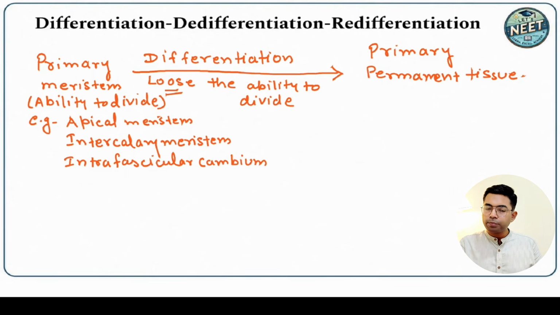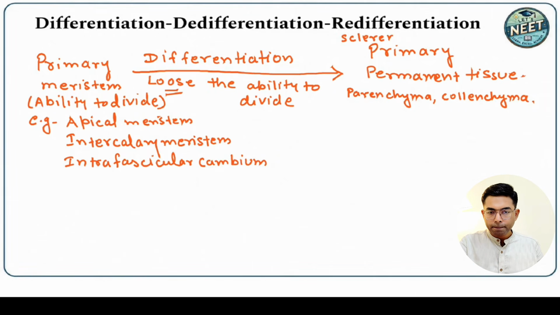Now can you tell me some of the primary permanent tissues? So here parenchyma, again this example will be important. Parenchyma, collenchyma, even here you can include sclerenchyma. You can also include xylem. You can also include phloem. All of them are examples.